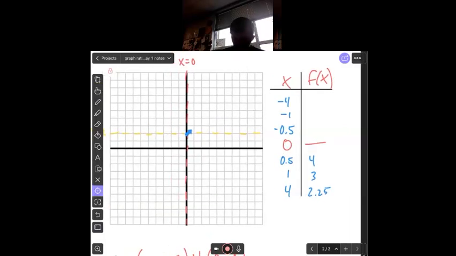So 0.5, 4 is right here. And 1, 3, and 4, 2.25, just right above that asymptote there. And scoot along that vertical asymptote, just kind of flat along it, curve through those two points here towards that one on the right. Make sure you're drawing a curve, not an angle.